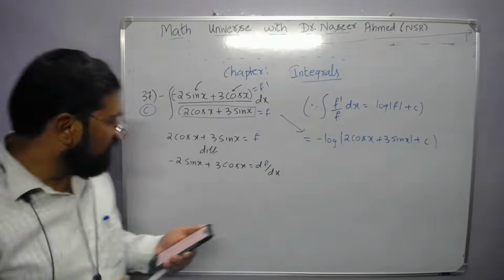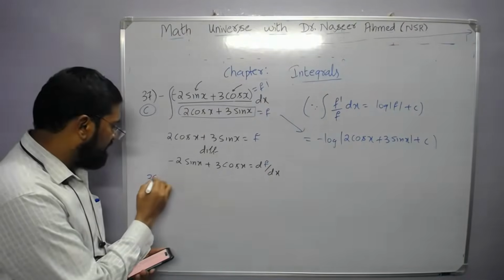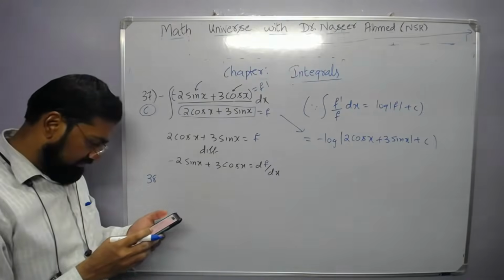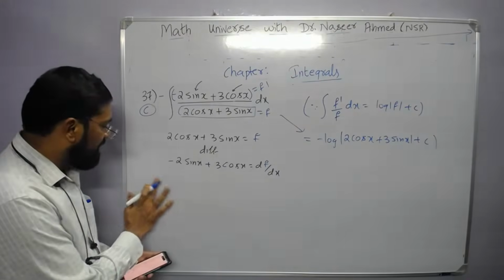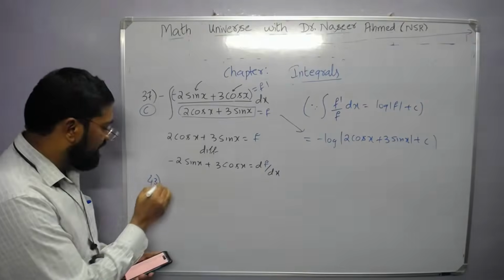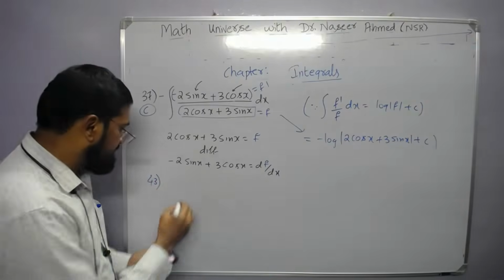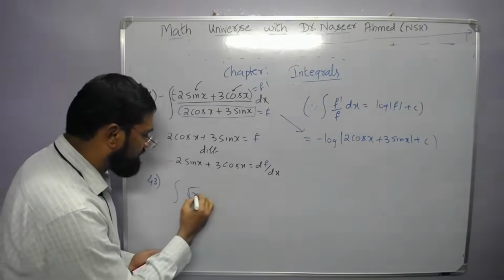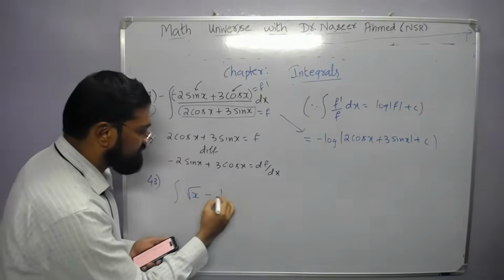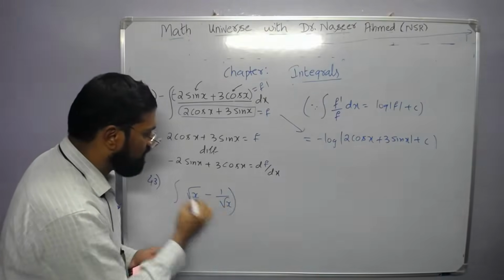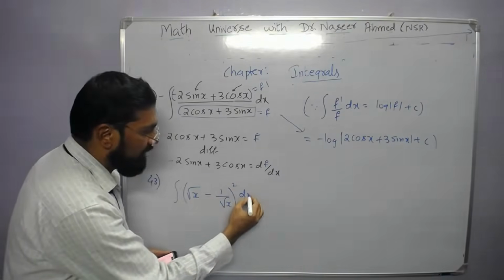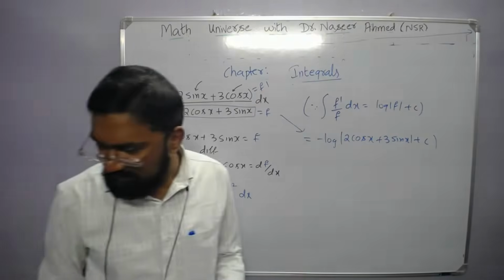Now you see one more question I'm taking. Question number 43. I mean to say question number 43. See carefully the question. It is integration of root x minus 1 by root x the whole square. We have to find the integration of this.